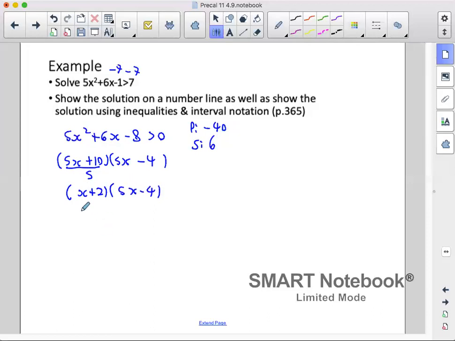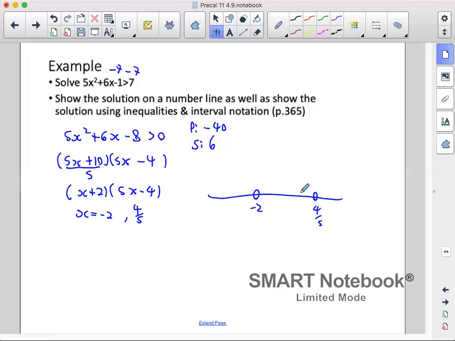Now our x-intercepts from this would be x equals -2 and 4/5. So showing this on a number line, at -2, we have our open dot. At 4/5, we have an open dot.